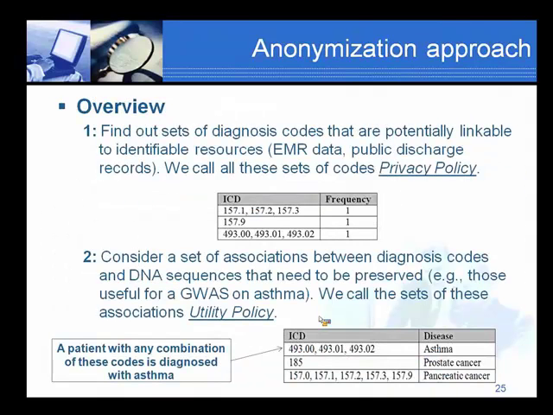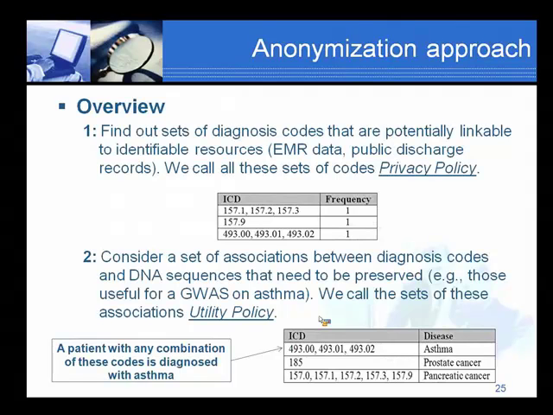First, we need to find out sets of diagnosis codes that are potentially identifiable. All of these sets of codes together are called privacy policy. For example, the codes that are contained in the third record of the table, 493.00, 493.01, and 493.02 are all related to asthma, and we consider them as potentially re-identifiable. They are included in the privacy policy.